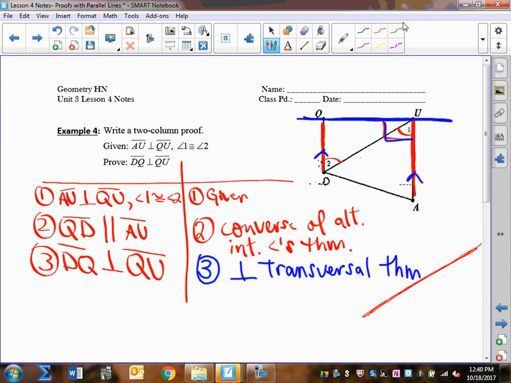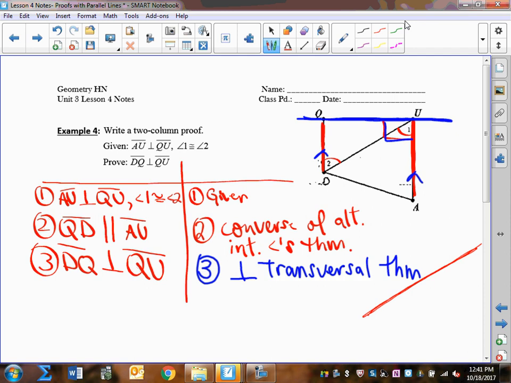Raise your hand if you managed to think of that way. Very good. So that is definitely the shortest and quickest way to get there. That is valid. That was great. But say we did not do that. We have other ways we can get there. Those of us that did not use perpendicular transversal theorem, what were our thoughts? What did we do?